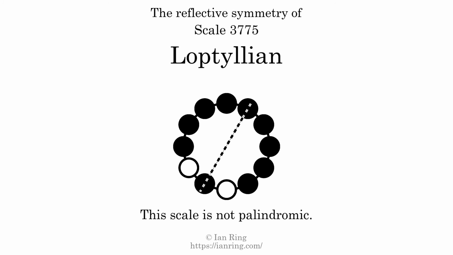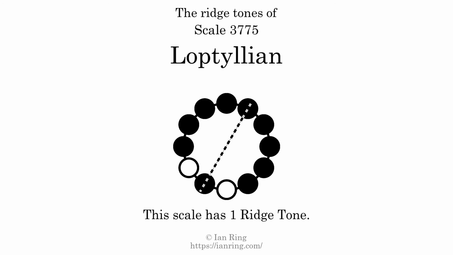This scale has reflective symmetry across an axis positioned one semitone from the root. This scale has a different pattern of intervals ascending and descending, so it is not palindromic. This scale has one ridge tone.